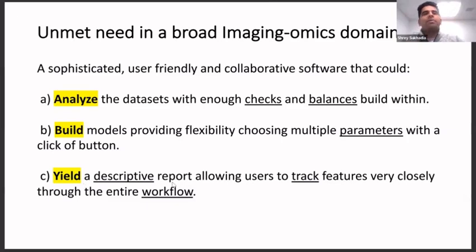And two, an operational report allowing users to track their features very closely through the entire workflow, like which features are being correlated versus which are being thrown out. And then if you want to take all the features through the machine learning model, what are the correlation weights at each phase? And how do their importances get defined and get selected further for retraining?